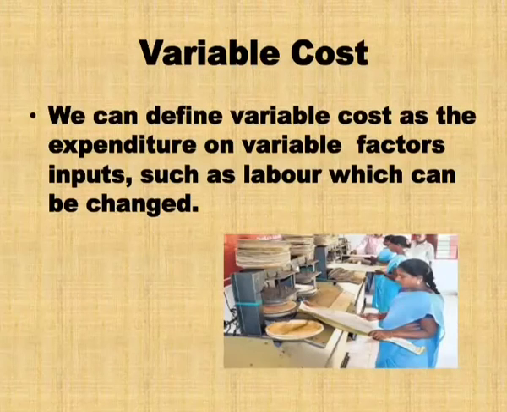This is because in the beginning the amount of work was more and more money, that is rupees 18,000, was paid. But when the amount of work was less during the next 2 months, only 2 laborers were hired and accordingly the wage bill also decreased to 9,000. Hence, payment towards wages can be changed. So, it is called a variable cost. We can define variable cost as the expenditure on variable factors or inputs such as labor, which can be changed with production.